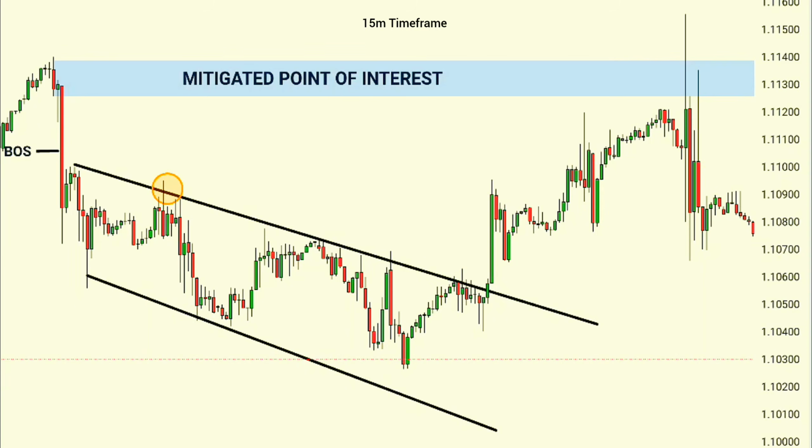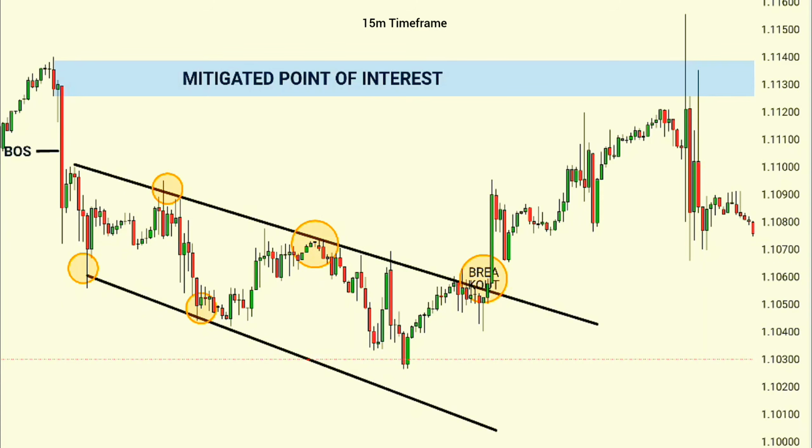Every time price reaches the upper trend line, selling pressure appears. Every time price touches the lower trend line, buyers cause a short-term bounce. Multiple respected touches confirm that the channel is valid and strong. After repeated reactions inside the channel, price builds momentum and finally breaks above the upper resistance trend line. This breakout is important because it shows that the bearish structure is weakening. A strong candle closing above the trend line confirms that buyers are gaining strength.